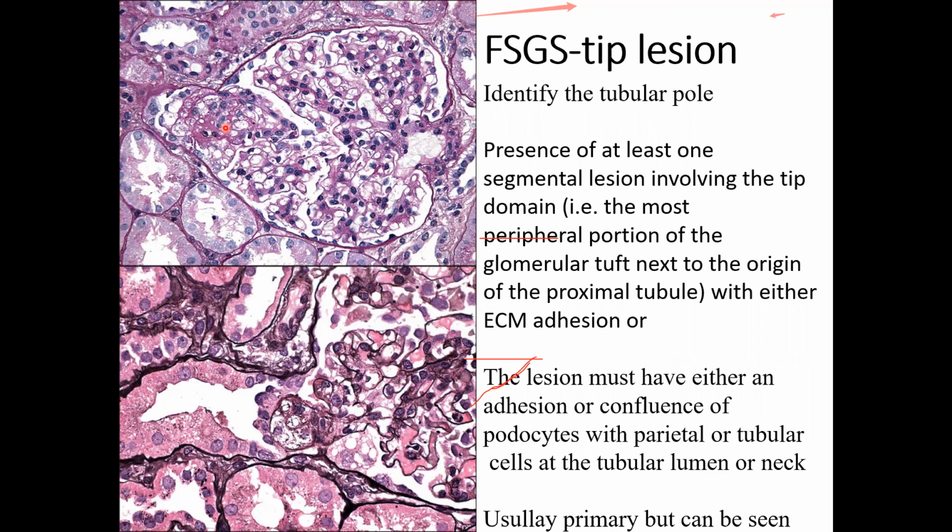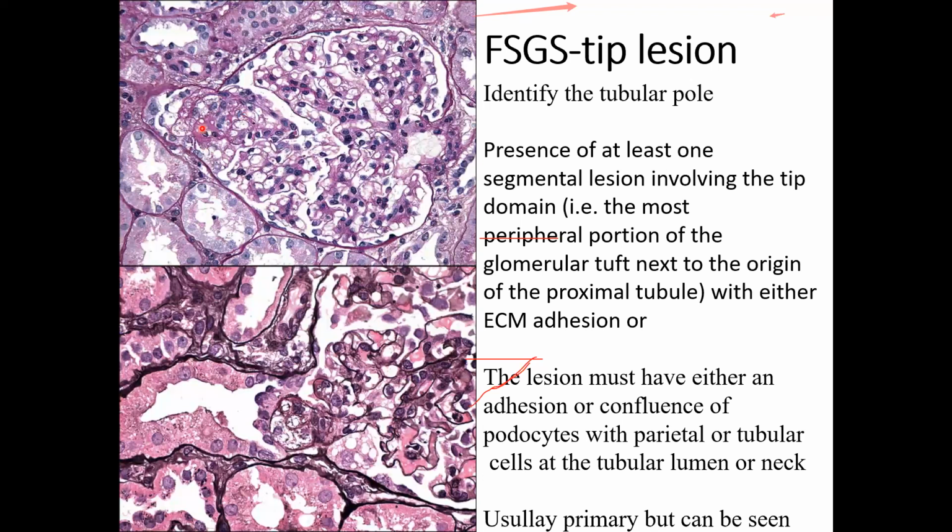So the pole just opposite to the hilum is the tubular pole. Okay, so this is the tubular pole. To say tip lesion, first we have to exclude the collapsing variant. That is the main thing. Next, we have to see at least one segmental lesion involving the tip domain.